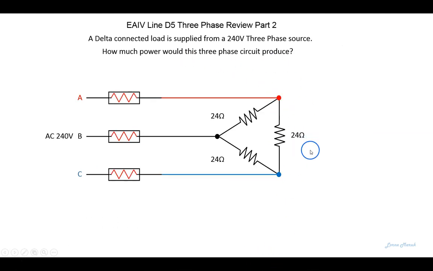Now we'll look at a delta connected load. In this case, we have 240 volts, 3-phase, connected to a delta load with 24 ohms each phase. How much power can we produce?